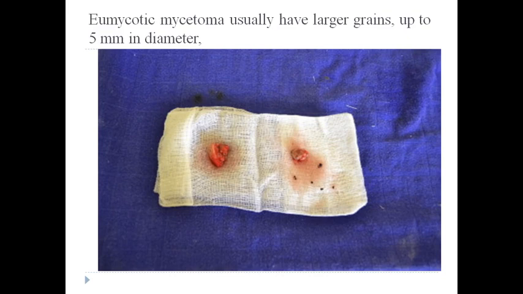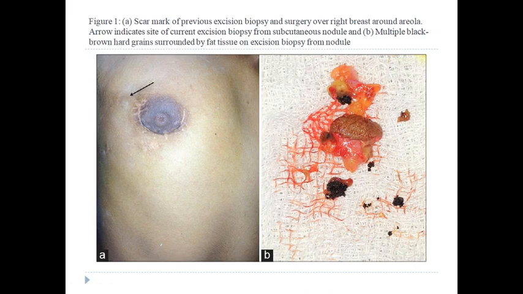In this picture, in the slide, we can see grains which have been collected over the wet gauze, along with a piece of tissue or discharge, and they are black in color, and they must be hard. So they are grains of eumycetoma. And in the slide, we can see the clinical picture where the scar mark of the previous excision biopsy and surgery over the right breast around the areola is seen. This arrow indicates the site of excision biopsy from the subcutaneous nodule.